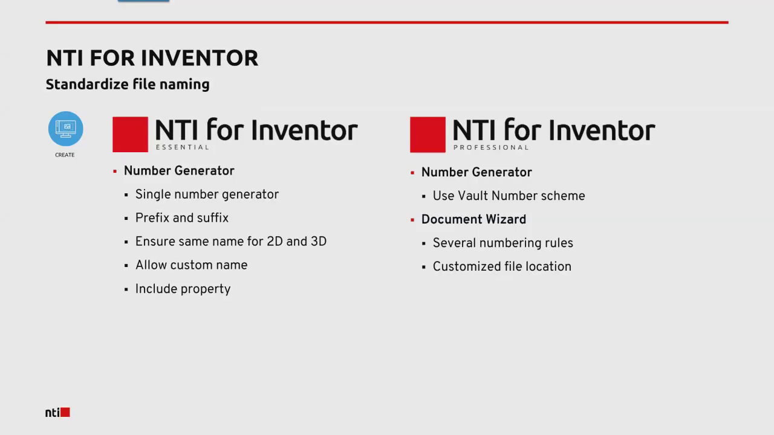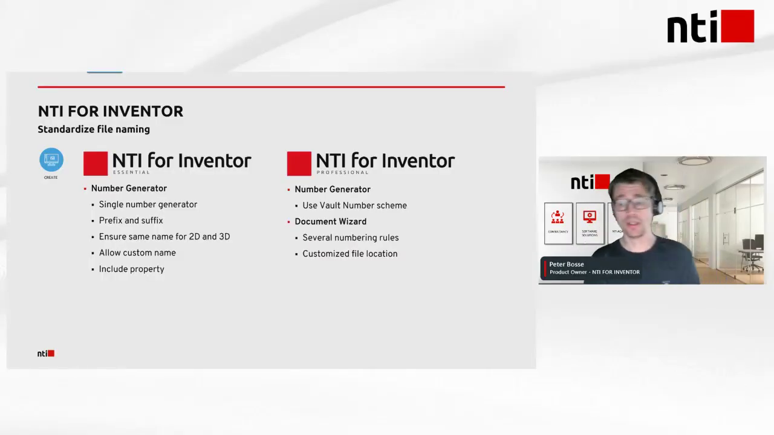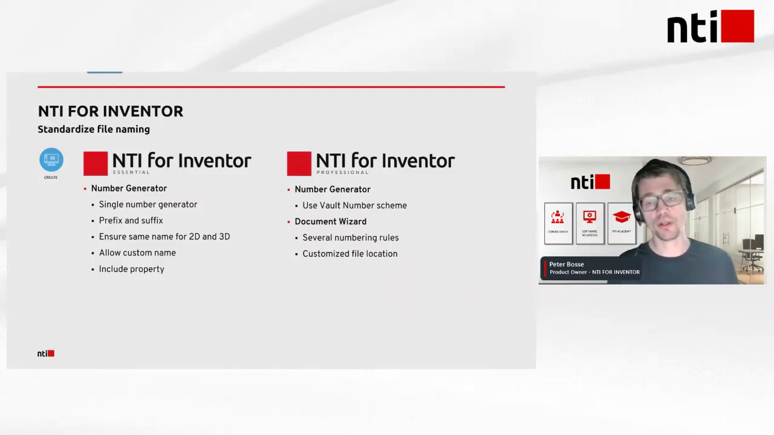The next thing we have in our portfolio here is the ability to standardize file naming. We have something we call the standard number generator, and it appears both in the Essential and in the Professional version. So we are able to get a number from a number counter, and every time you hit save, you're able to draw a new number. This number generator also works if you have the Vault numbering scheme turned on. You will see later what benefits it could give you.